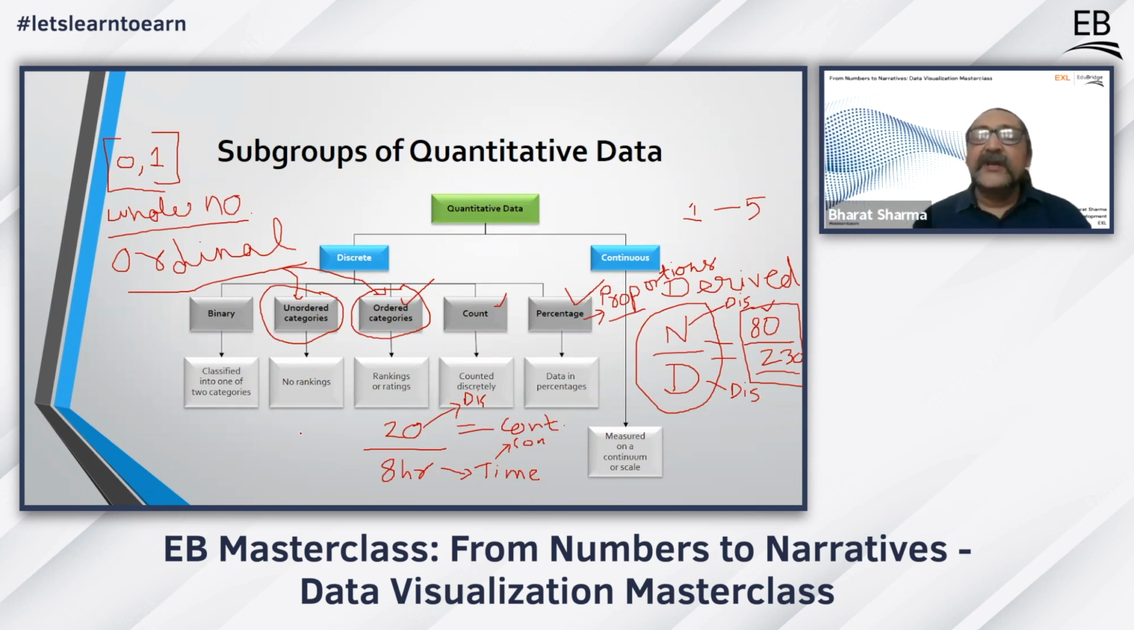Similarly, the third case could be where both my numerator and denominator are continuous. For example, distance traveled over time taken. Distance traveled comes from an instrument, time taken comes from an instrument, so both are continuous. So continuous by continuous, the outcome becomes continuous.